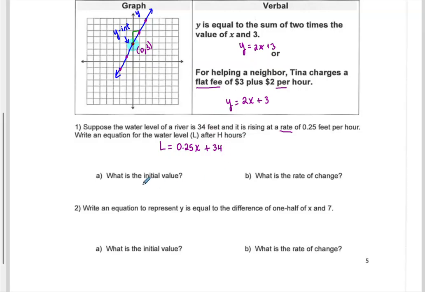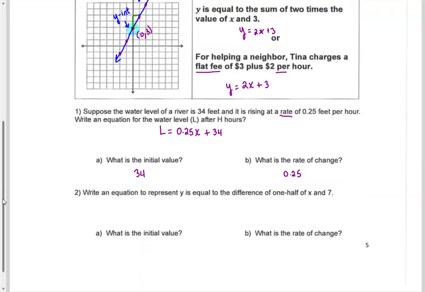Okay, what is the initial value? The starting point or the initial value? The initial value is at 34 because the river is already at 34. It starts off at 34 feet and then it keeps going up from there at 0.25 feet per hour. The rate of change is 0.25.